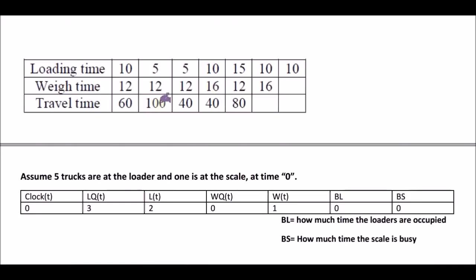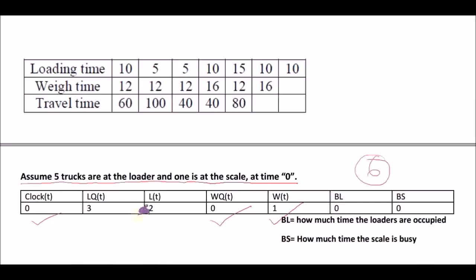So we have this table of the distribution of the time, and now they have also given this very important line at the end of the question that says assume 5 trucks are at the loader and 1 is at the scale at time 0. So we know that the first entry in that enormous table of ours is going to be this. Clock 0. How many in the loader queue? But for certain we know that 1 is at the scale, so 1 is being weighed. Since none of them are in the weighing queue, because they say assume 5 trucks are at the loader and 1 is at the scale. Totally there are 6 dump trucks, out of which 5 are in the loader, 1 is at the weighing scale, and 0 of them are in the weighing queue.